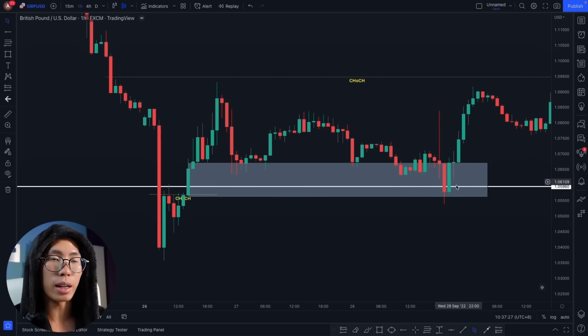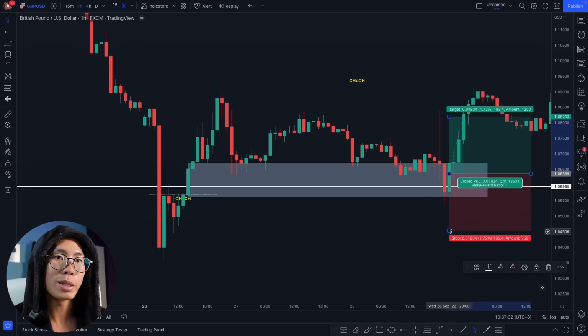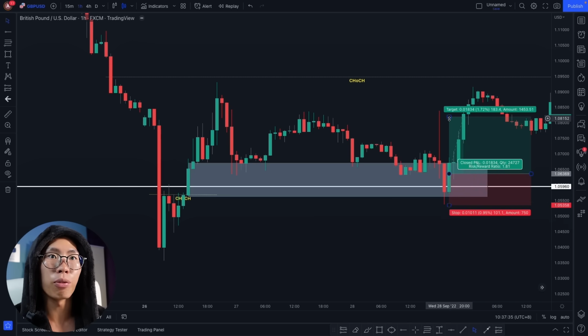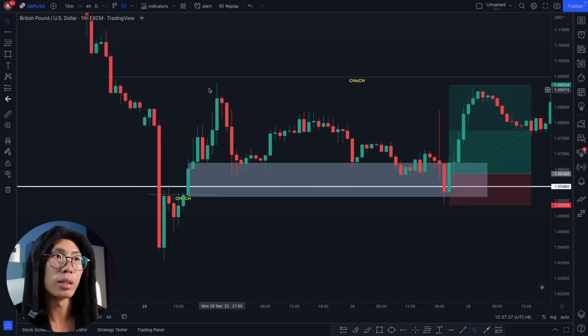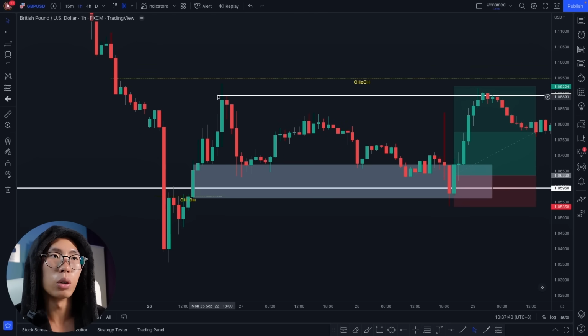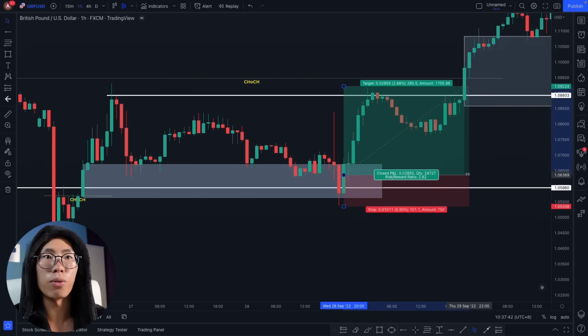So the moment price starts coming back down to this fair value gap, I'm going to be entering for a buy right here. Place my stop loss below this fair value gap. Place my take profit at the next key level, which is right here. There's a key level being formed right here, right? There's a resistance area.